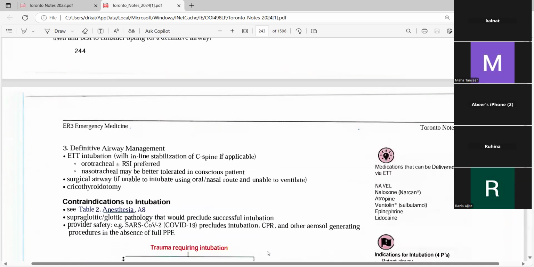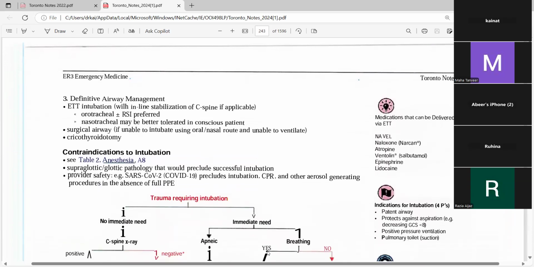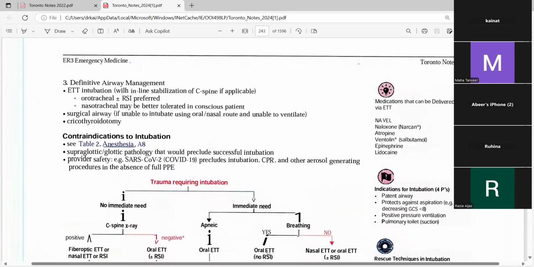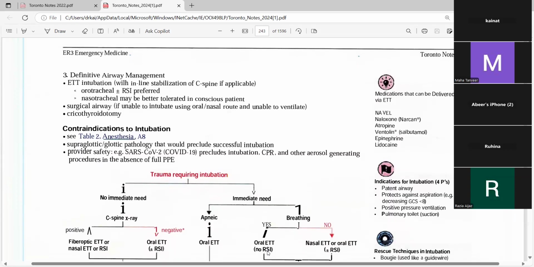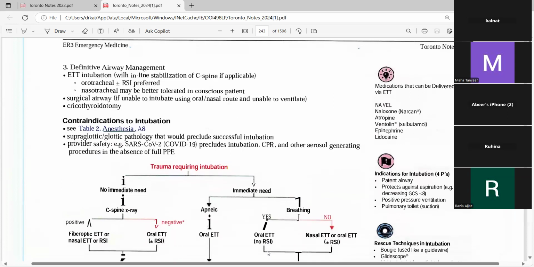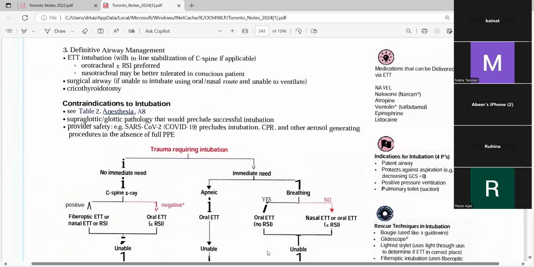Then definitive airway management, ETT tube with in-line stabilization for the C-spine, if applicable, then orotracheal plus rapid sequence intubation is preferred. Okay, so then nasotracheal may be better tolerated in conscious patients. Surgical airway, if unable to intubate using the oral or nasal route and unable to ventilate, then cricothyroidotomy. It's the very last option and it's only done by a surgeon. So usually at that point we call the surgeon.